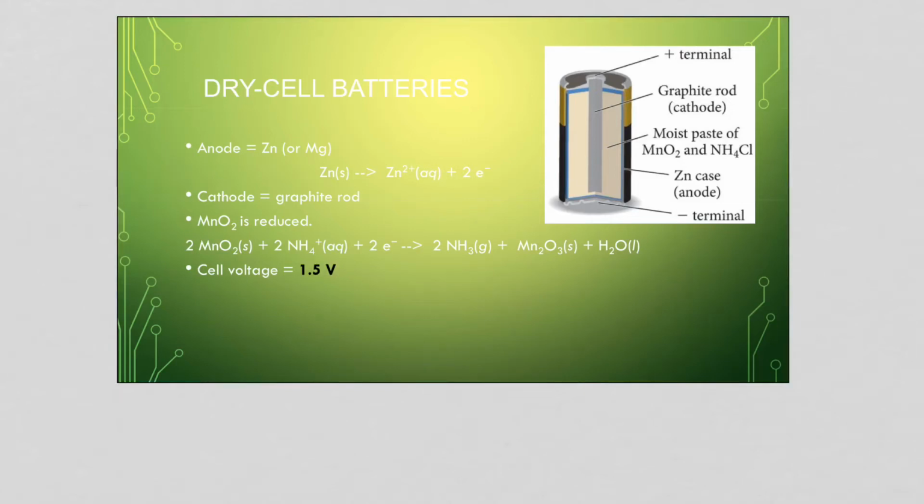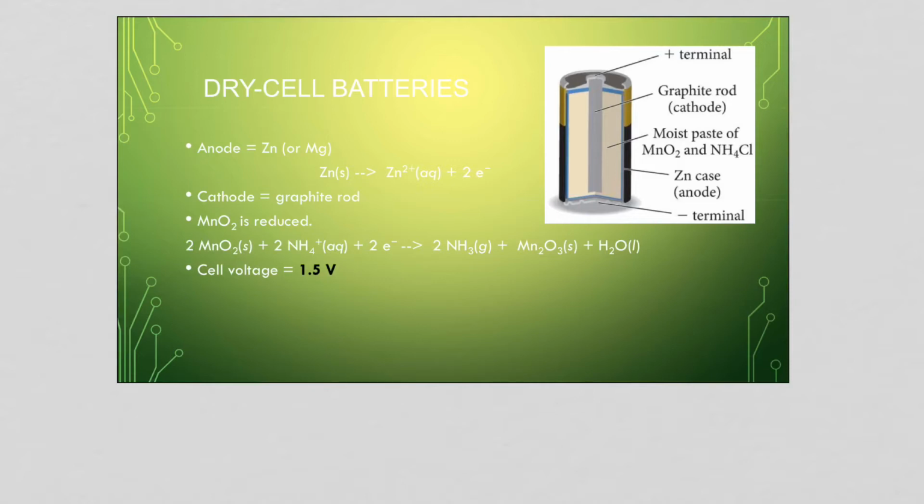Today we're going to start our discussion with some of the applications of electrochemistry, and we're going to begin with probably the most common and most well-known application, and that is batteries. So we're going to start off by just going over some of the basic battery types. So we're going to start with what we call a dry cell battery.